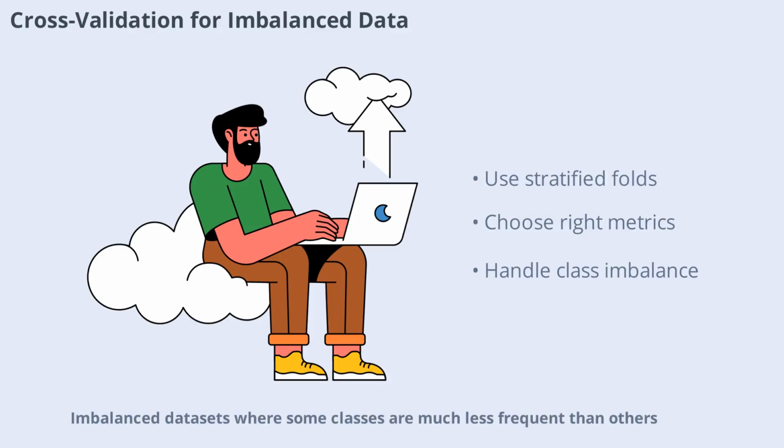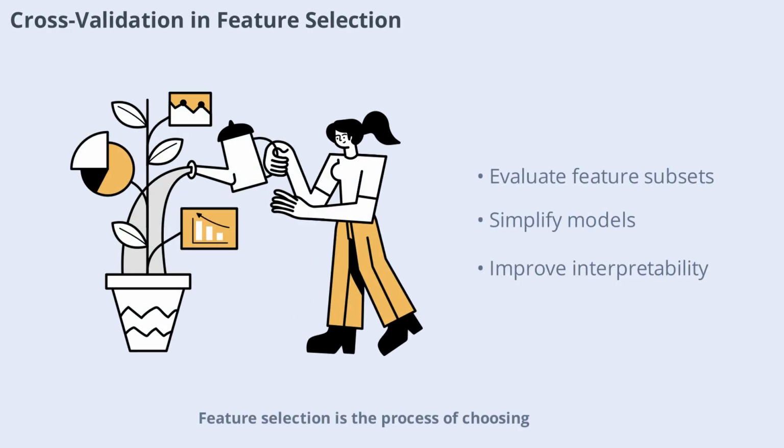Imbalanced datasets, where some classes are much less frequent than others, pose unique challenges for cross-validation. Stratified k-fold is especially useful here, as it ensures each fold has a similar class distribution. Additionally, using appropriate performance metrics like the area under the ROC curve can provide a more accurate assessment of model performance on imbalanced data.